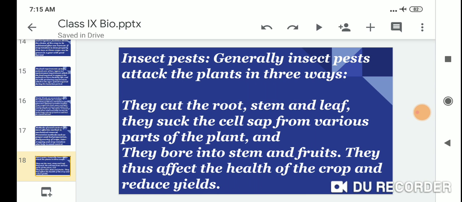Insect pests. Generally, insect pests attack the plants in three ways. They cut the root system and leaf, they suck the cell sap from the various parts of the plants, and they bore into the stem and the fruits. They thus affect the health of the crop and reduce the yield.